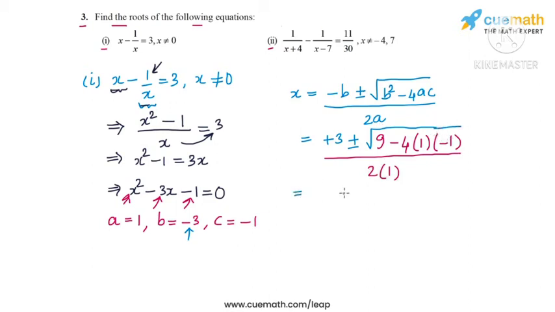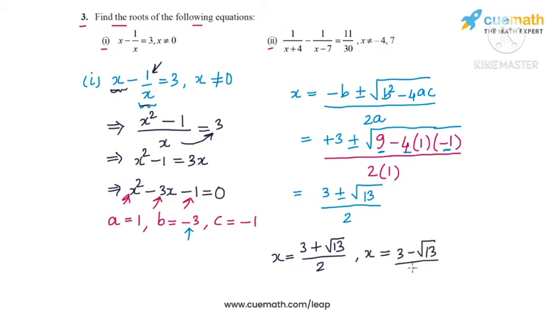So now let's evaluate what these roots are. We have 3 ± the root of 9 minus 4 times −1, so that's plus 4. So 9 plus 4 is 13. So (3 ± root 13)/2. These are the two roots of this equation. One root corresponds to the plus sign, x = (3 + root 13)/2, and the other root corresponds to the minus sign, (3 − root 13)/2. So these are the two roots of the equation in part 1.